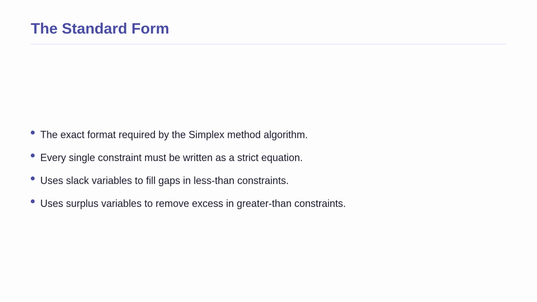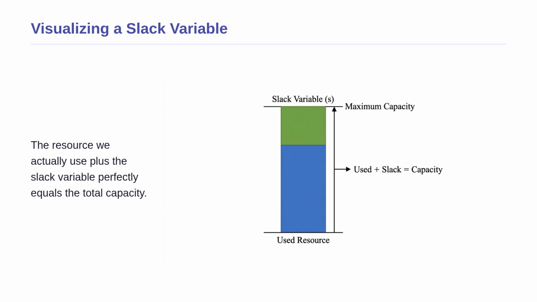While the canonical form is neat, computer algorithms require something even stricter. The standard form is the most important format because it is exactly what the simplex method requires. The simplex algorithm cannot understand inequalities. It only understands strict equations. To convert our inequalities into equations, we introduce new variables called slack and surplus variables. A slack variable fills the gap in a less than constraint, while a surplus variable removes the excess in a greater than constraint. To make this perfectly clear, let us look at how a slack variable works visually.